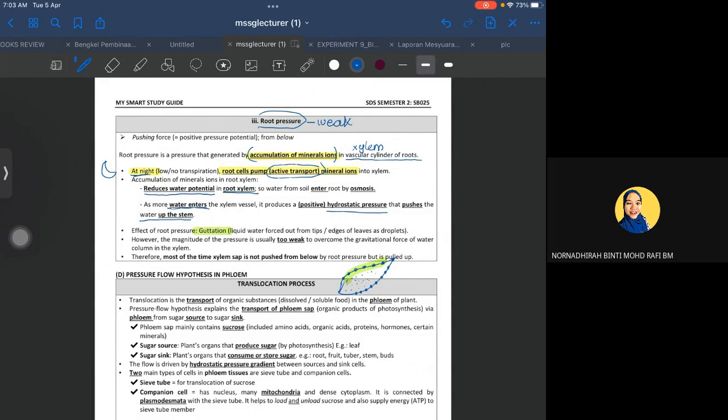So this is guttation. So why guttation berlaku? Because of the root pressure. So root pressure berlaku disebabkan apa? Because of the almost zero transpiration at night. So yang berlaku adalah accumulation of the water at the edge of leaf.